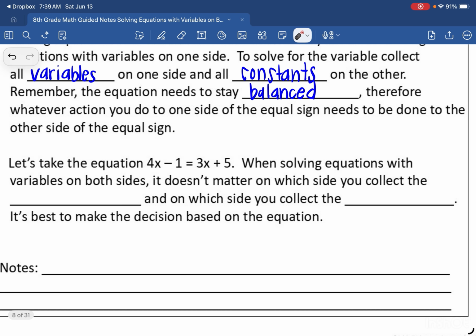Let's take the equation 4x minus 1 equals 3x plus 5. When solving equations with variables on both sides, it doesn't matter on which side you collect the variables and on which side you collect the constants. It's best to make the decision based on the equation. So basically, I can collect my variables on the left or the right. It's going to make the answer the same.